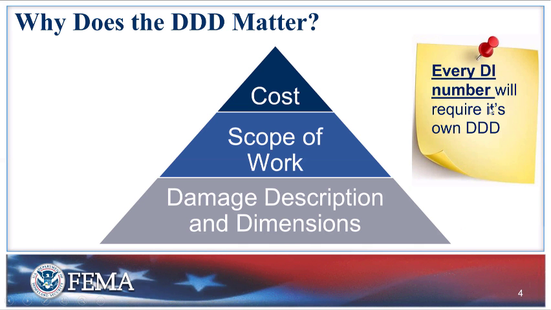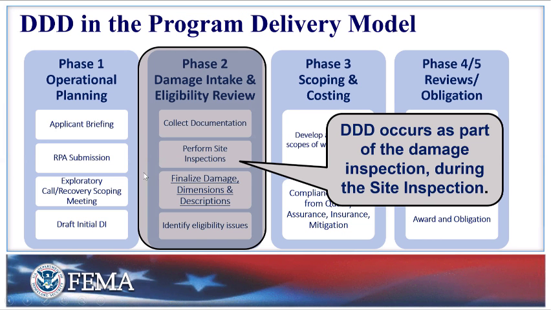And then we have a yellow sticky note here that reads, every DI number will require its own DDD. So we just want to remember that every individual damage will require its own DDD. On the screen, we have the program delivery model. We have our phase 1, the operational planning. We have our phase 2, damage intake and eligibility review, we have our phase 3, scoping and costing, and phases 4 and 5, review and obligation. As you can see, we have highlighted on the screen that the DDD occurs as part of the damage inspection and doing that site inspection report.